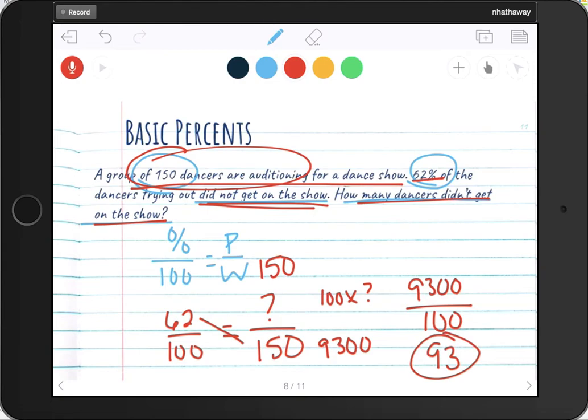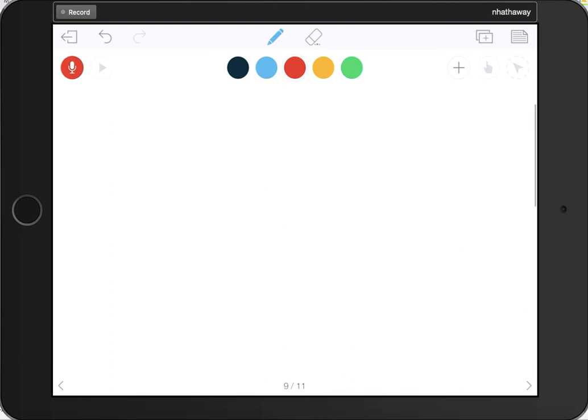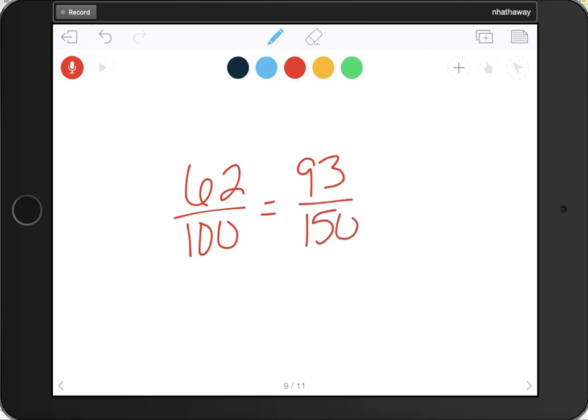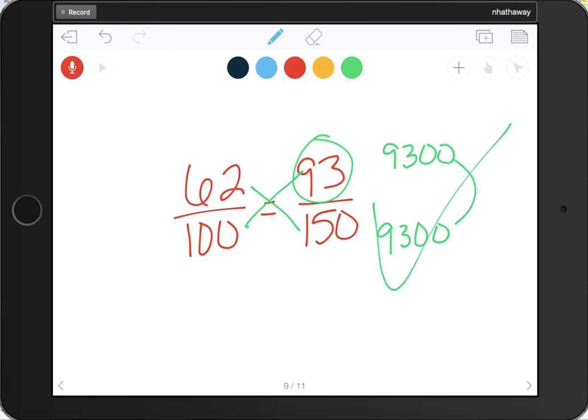And I also want to show you how you can check this. So if I had the proportion 62 over 100, 93 over 150, because this was our answer, we want to make sure we're correct. I can cross multiply. We said that 62 times 150 gives us 9,300. Do 100 times 93 and see if you get 9,300. Those are the same, so we know our answer is correct.